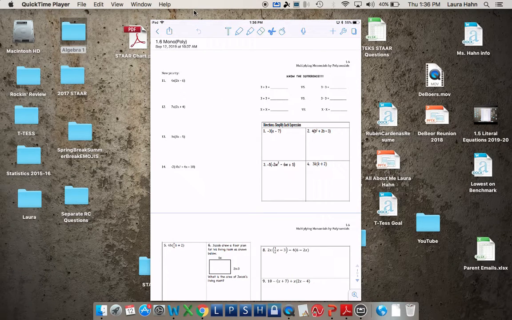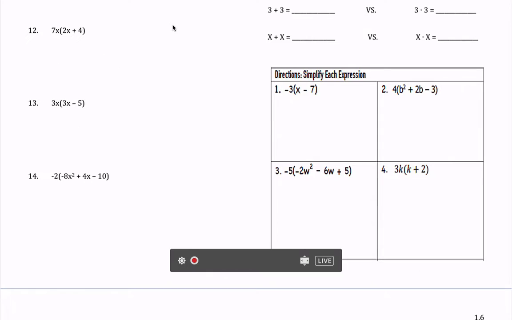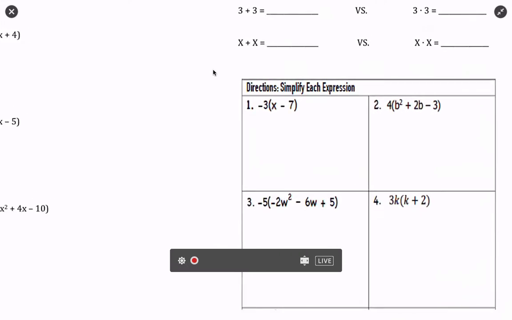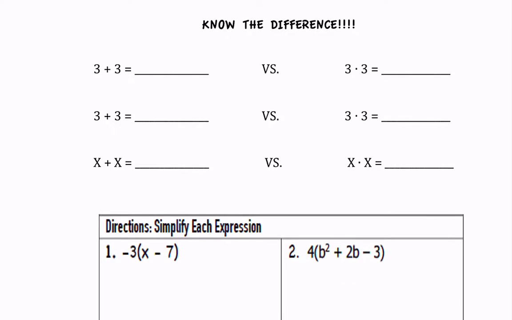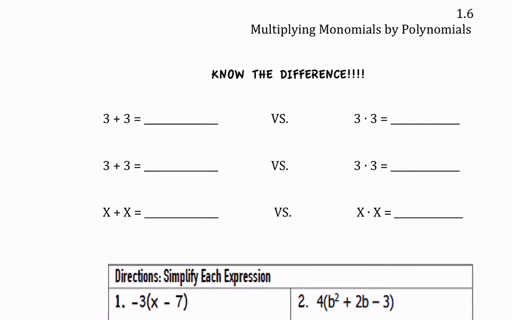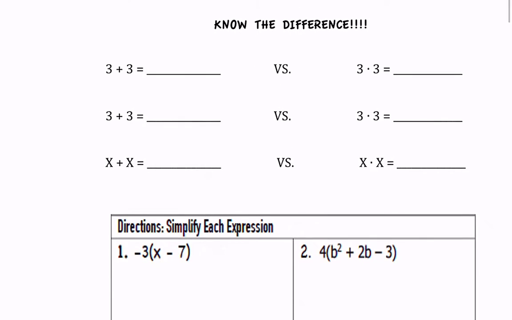Okay guys, so today we're going to be working on multiplying a monomial by a polynomial. We know the prefix mono means one, and the prefix poly means many, and I'll show you more what that means in a second. First, I want to make sure we understand the difference between x plus x and x times x.